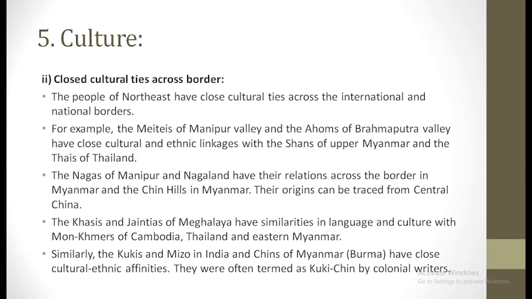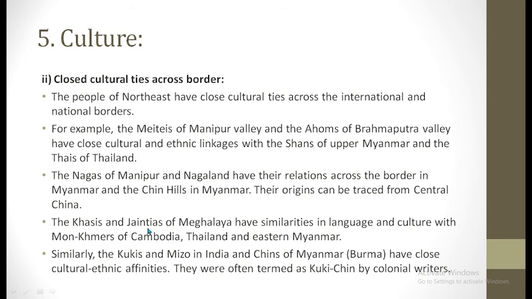For instance, the Meiteis of Manipur and Ahoms of Assam have close cultural and ethnic linkages with the Shans of Upper Myanmar and Thais of Thailand. Similarly, the Nagas of Manipur and Nagaland have their relations across the border in Myanmar and the Chin Hills in Myanmar. Their origins can be traced even from central China.